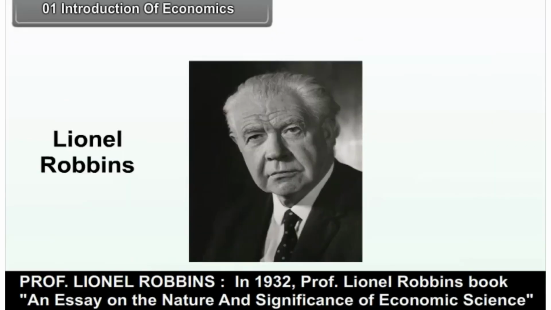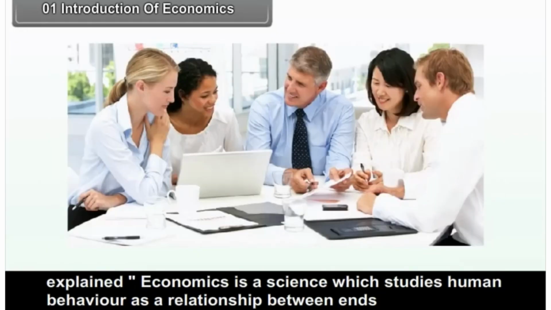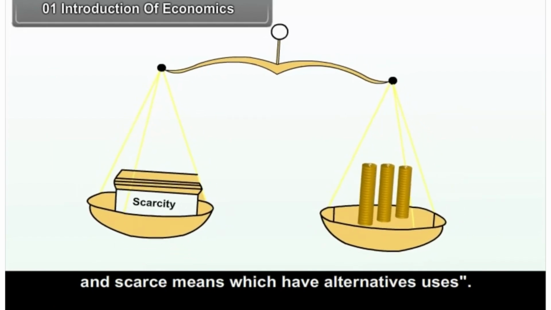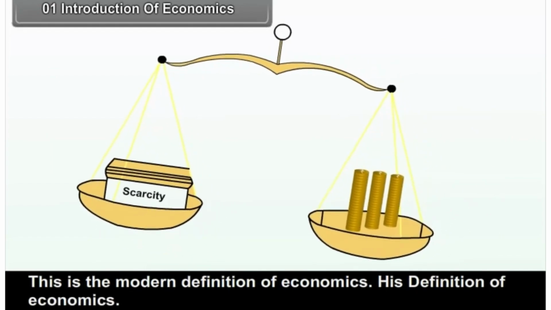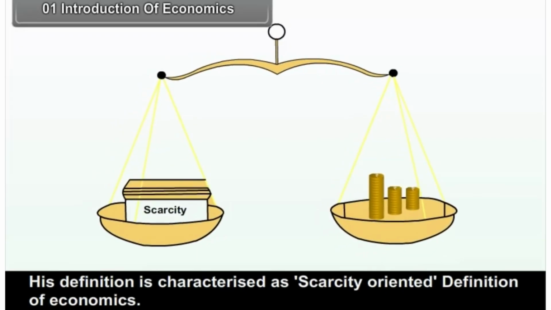Professor Lionel Robbins. In 1932, Professor Lionel Robbins' book An Essay on the Nature and Significance of Economic Science explained economics as a science which studies human behavior as a relationship between ends and scarce means which have alternative uses. This is the modern definition of economics. His definition is characterized as scarcity-oriented definition of economics.